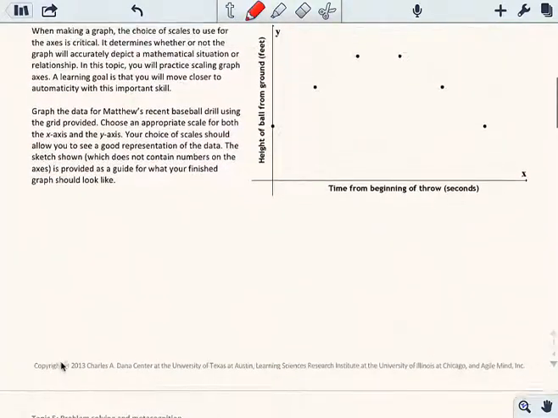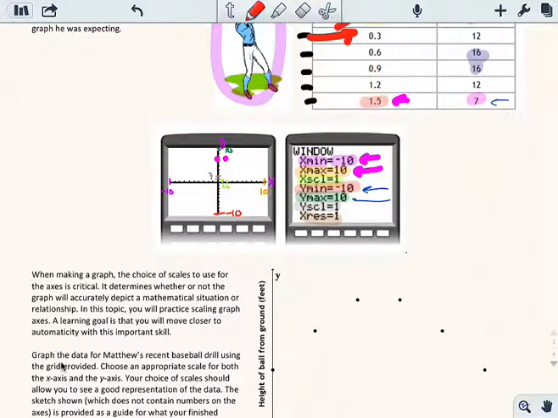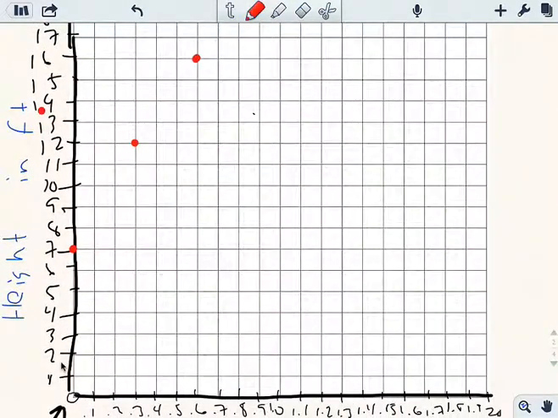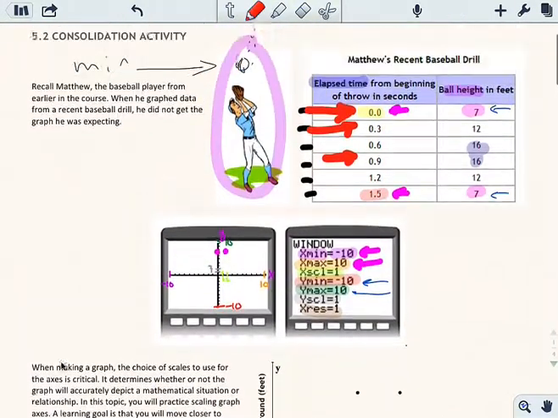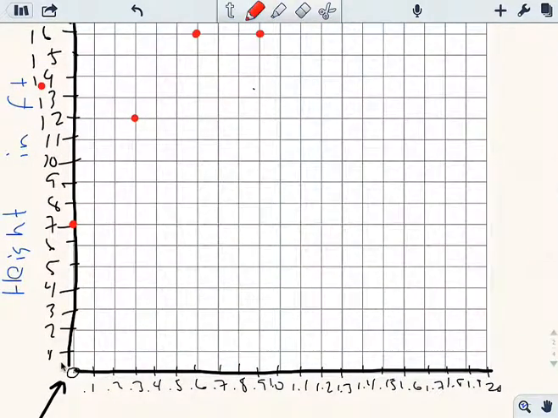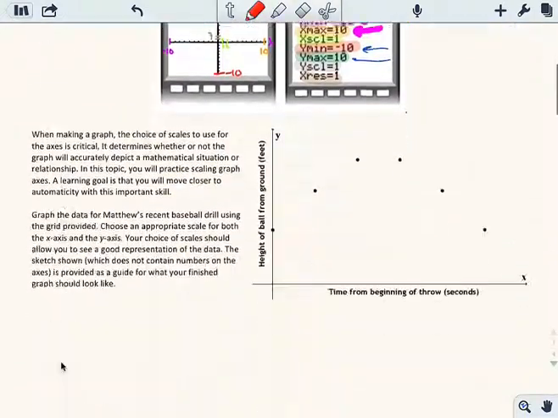Now you guys are good at patterns. It looks like it's going to be symmetric on the way down. Indeed, we have 0.9, comma 16. 1.2, comma 12. And then 1.5, comma 7.